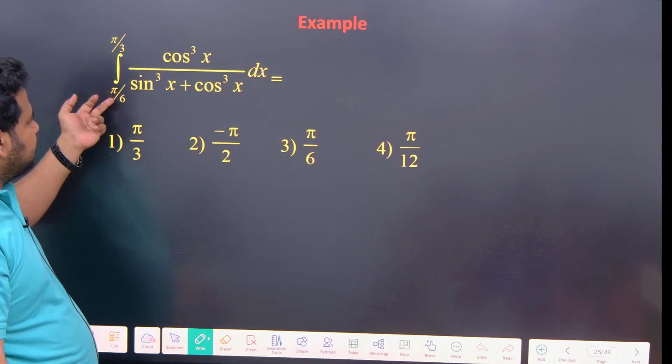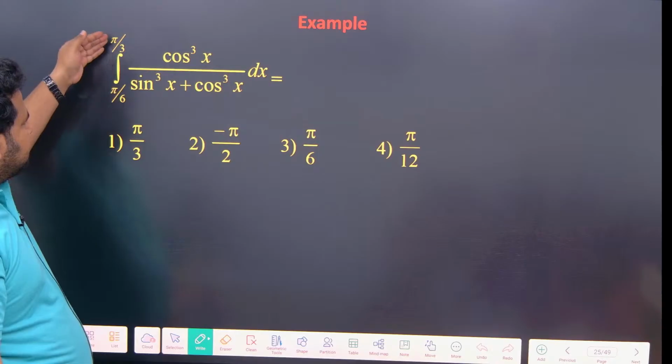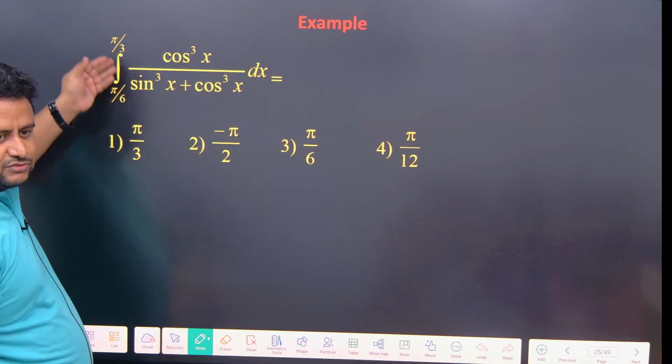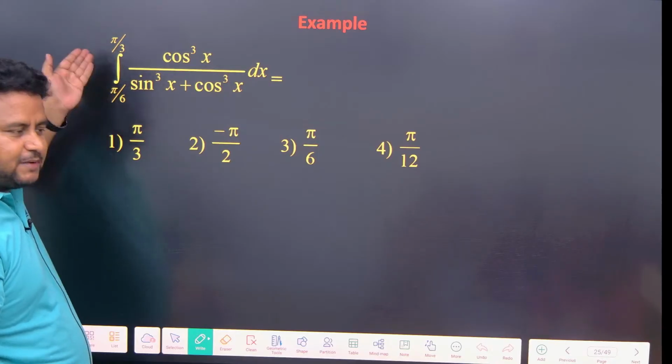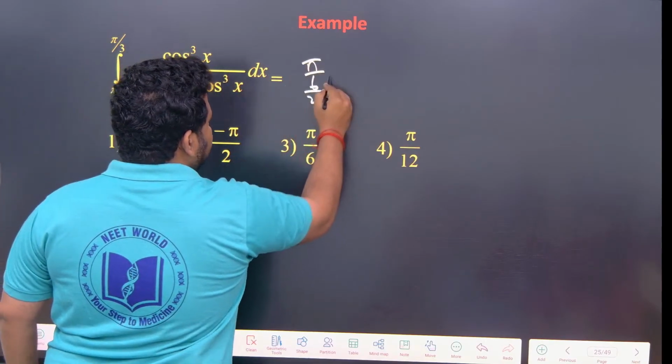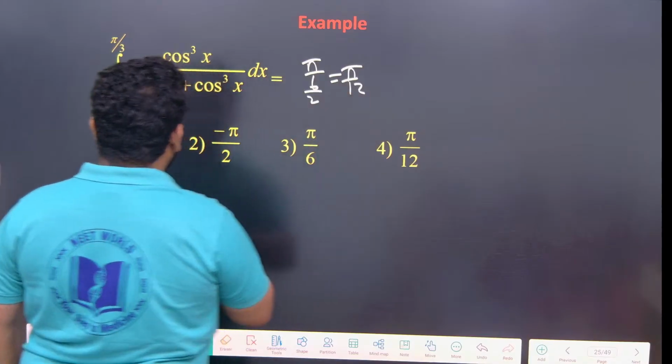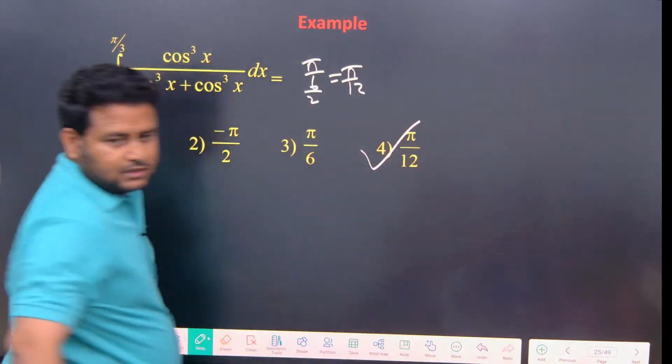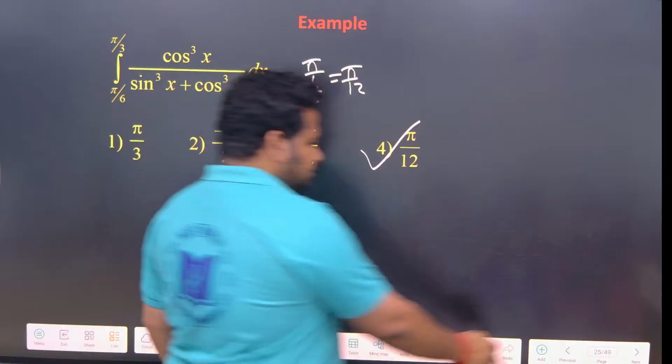B is pi by 3 minus pi by 6. So that is 60 minus 30, which is 30. 30 is pi by 6. Pi by 6 by 2 is pi by 12. The answer is pi by 12, the fourth option. Understood?